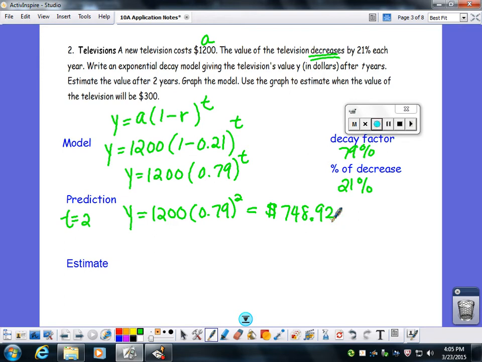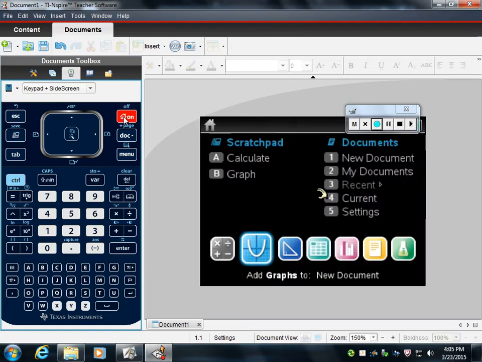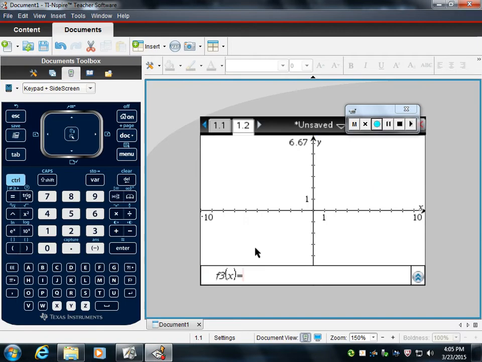All right, let's graph the model. We'll do that in a second. Use the graph to estimate when the value of the television will be $300. So here again, we know what y is. We're looking for time. So we want to graph both our models and see where they intersect. So back to the calculator. I'm going to new screen. All right, let's graph our model.